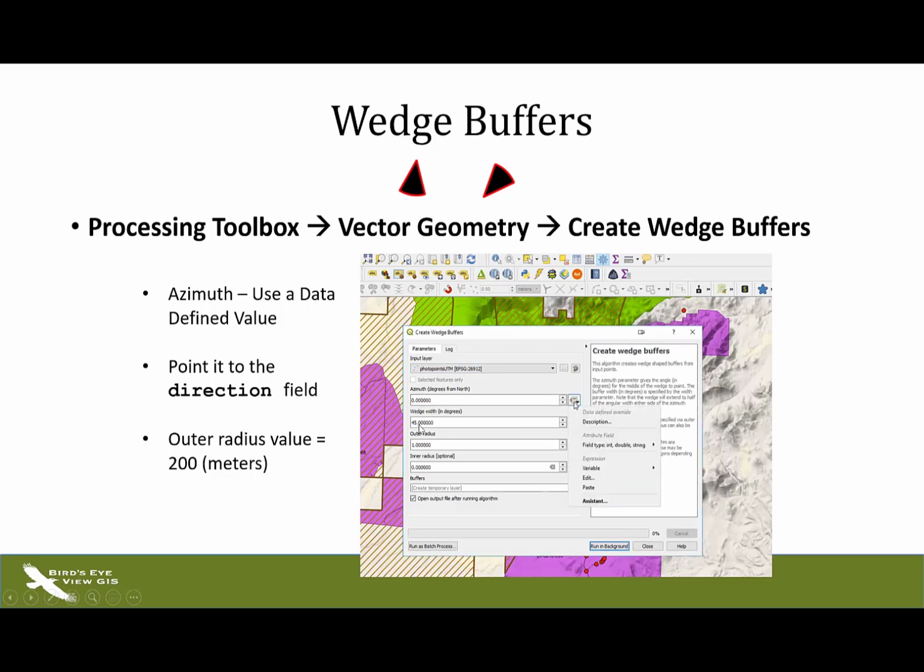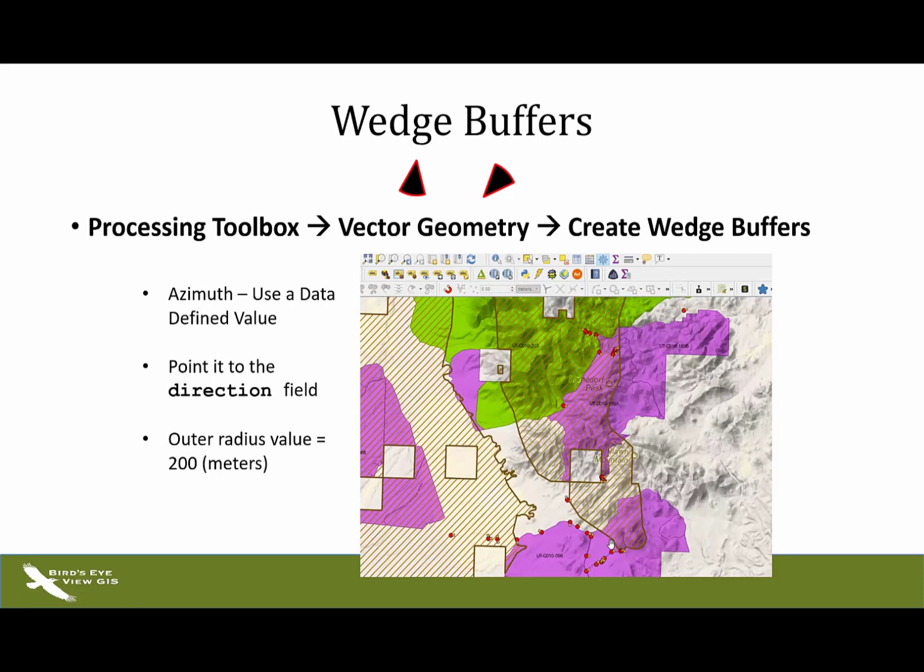So here I am hitting the data-defined override, going down to field and finding the direction column and making that the input to the azimuth argument for the tool. The wedge width is just the degrees of width. We'll leave that at 45. The outer radius is how many meters, in this case, you want the wedge buffer to extend from the point. For this, I use 200.